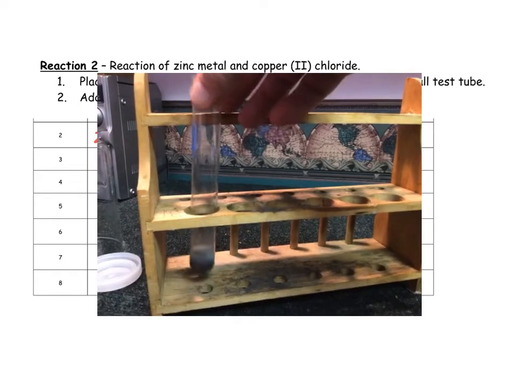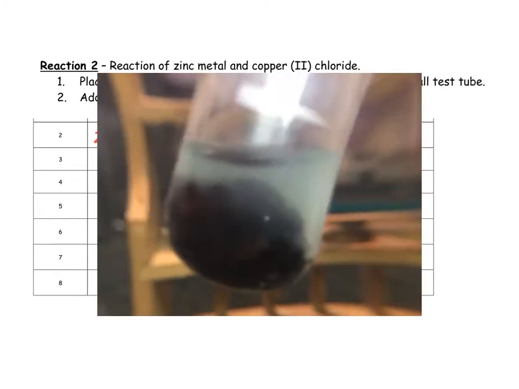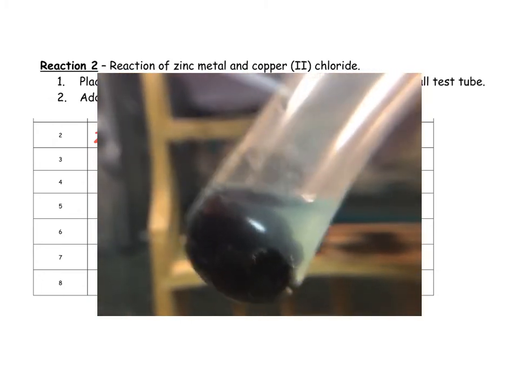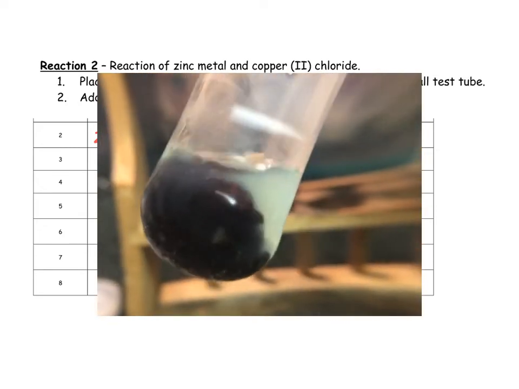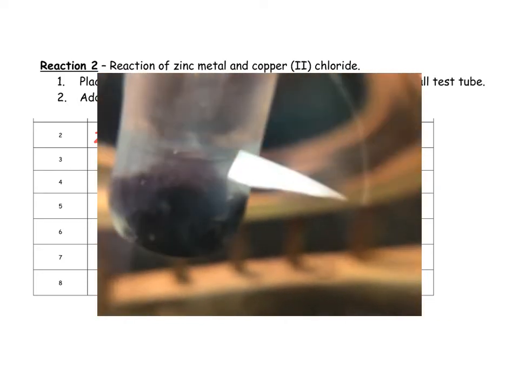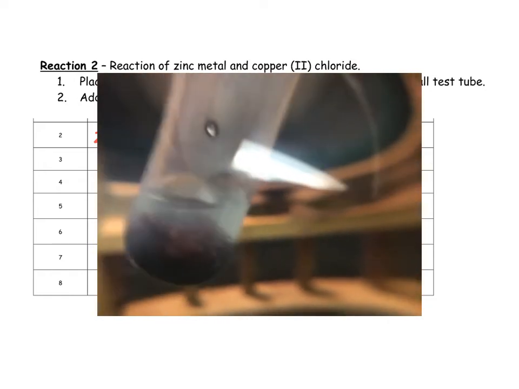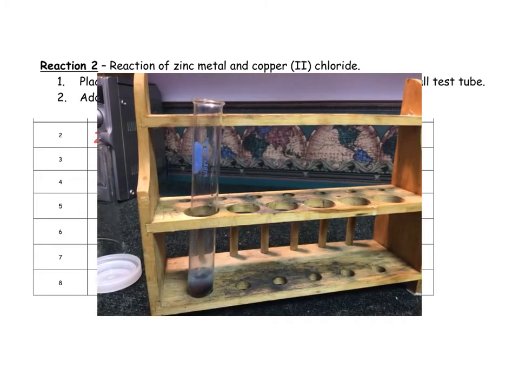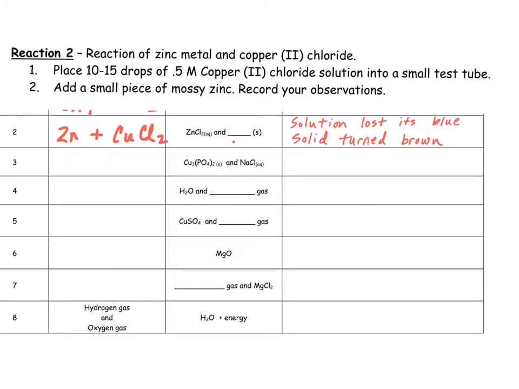After we let it sit for a while, let's take a look again and see. We now have a solution that has lost its blue color, and it's sort of a goldish looking substance that is forming inside of the test tube. Now, what do we suppose that sort of brownish stuff is? The solution lost its blue color and the solid turned brown. We're going to say that that solid is copper. So copper is formed in that chemical reaction.